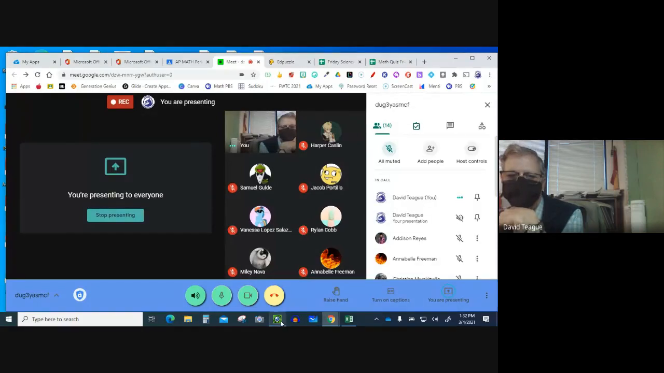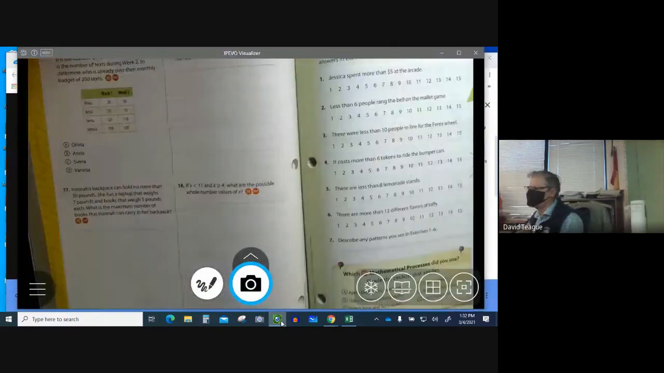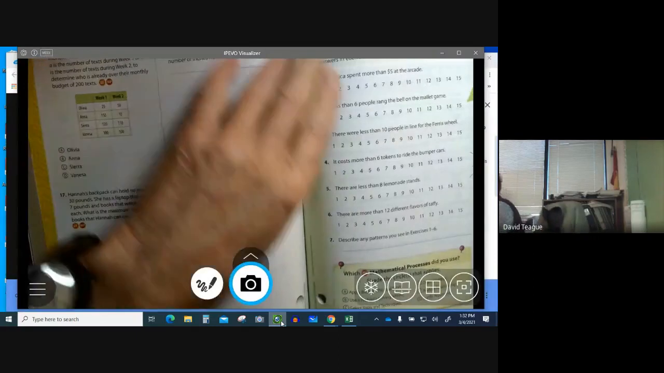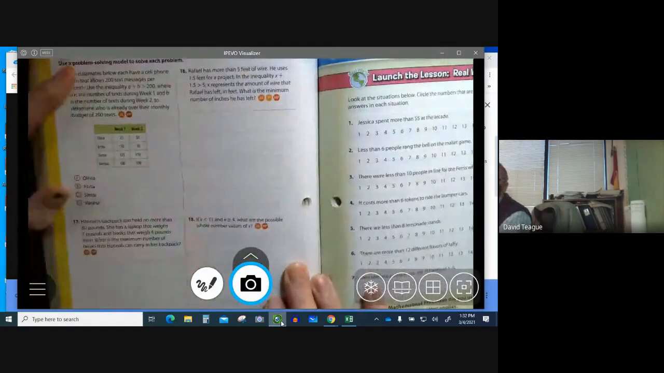Okay, so this is page 642 in your math book. There's just 4 questions. They're talking about inequalities.